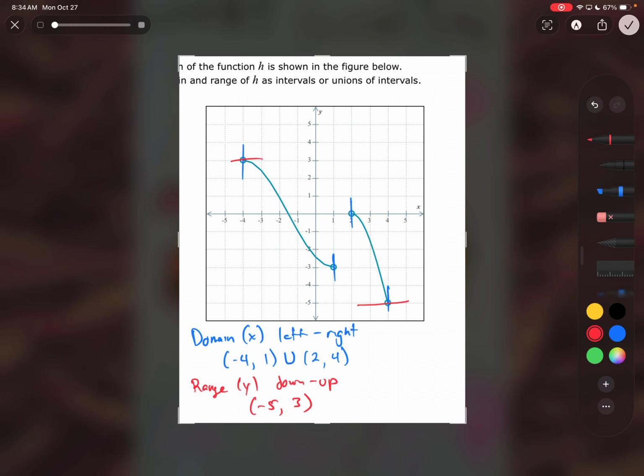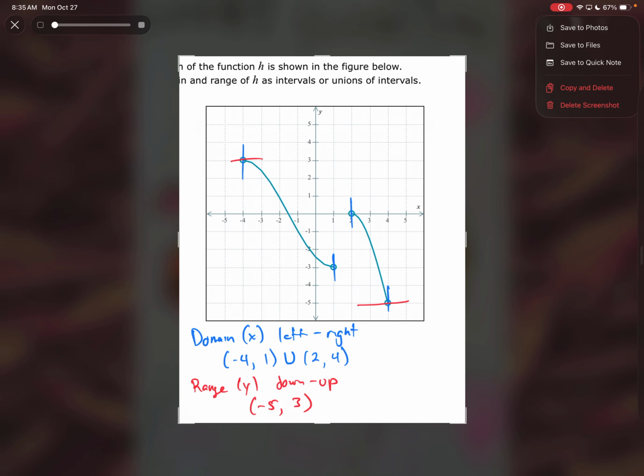There's only 1 here because when I look left to right, there's a gap, right? There's a gap right there. But when I look up and down, there is no gap because they overlap, okay? So I do not have to write the or symbol right there. I don't have to do 1 for each one because there is part of the graph somewhere all the way between -5 and 3.